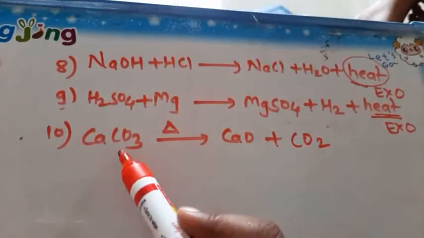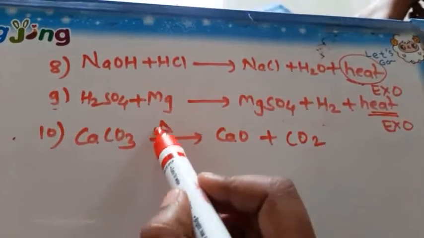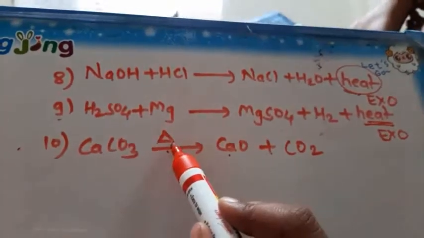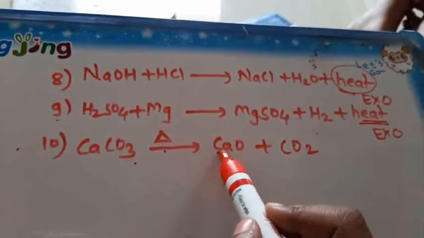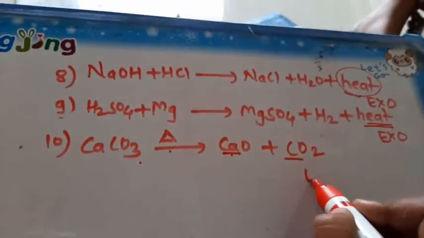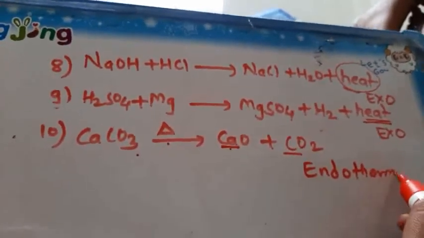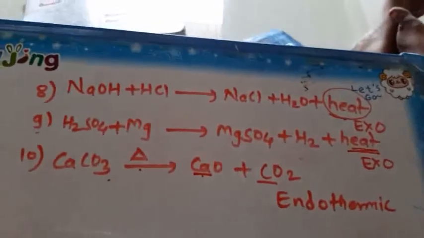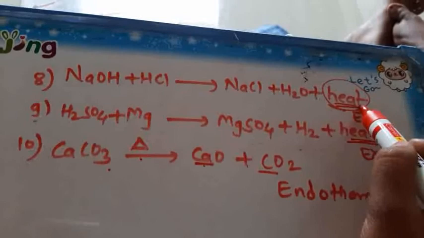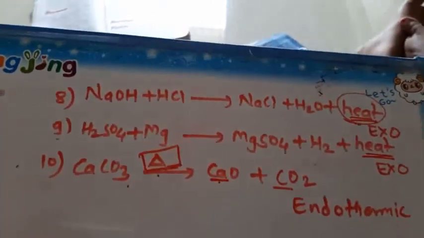Next is CaCO3. Heat should be given from outside because it is written as a triangle symbol, means heat is given from outside. After heating CaCO3 crystals, products are CaO and CO2. So heat is required to give from outside, so it is endothermic. So remember, while identifying exothermic and endothermic, when heat word is written, that will be exothermic, and when this triangle symbol will come, that will be endothermic reactions.